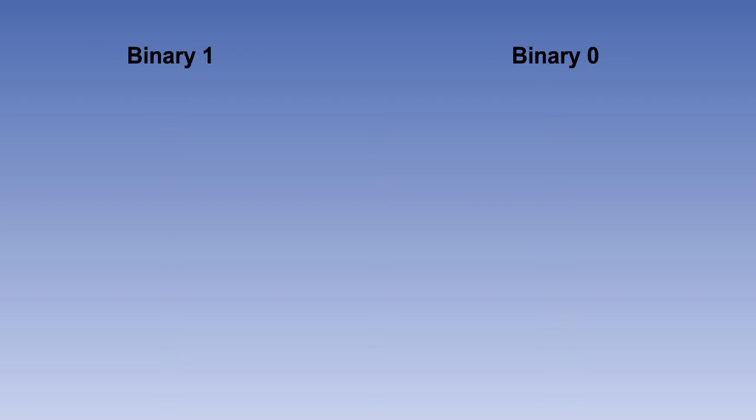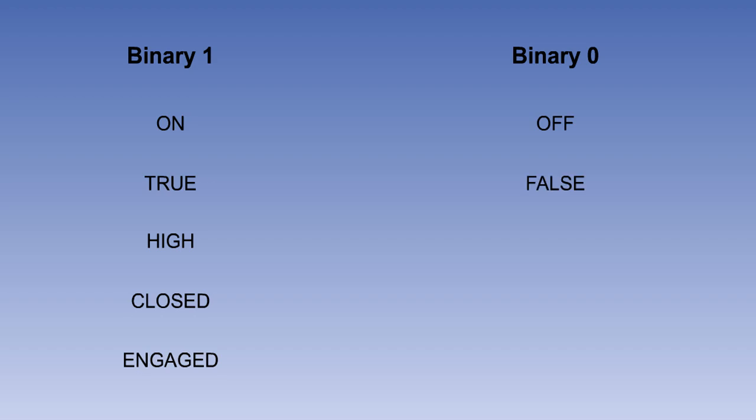Logic gates take an input of one or more binary values, of either 0 or 1, and output a single value of 0 or 1. You may find binary 1 also expressed as on, true, high, closed, or engaged, and binary 0 as off, false, low, open, or disengaged.